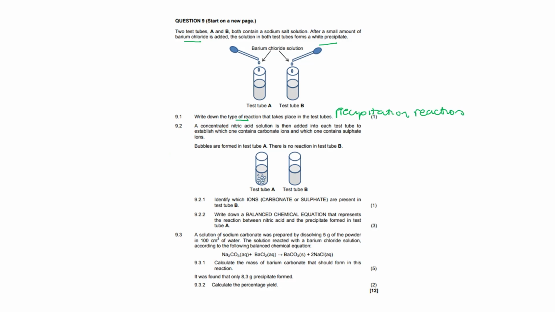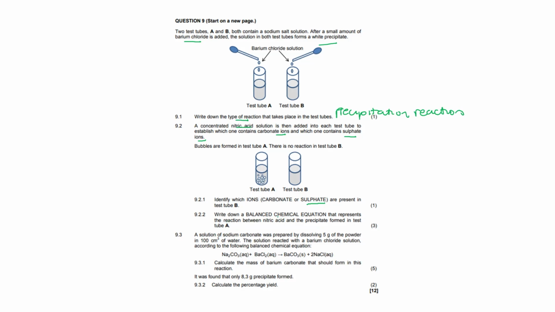9.2. A concentrated nitric acid is then added into each test tube to establish which one contains carbonate ions and which one contains sulfate ions. Bubbles are formed in test tube A and there's no reaction in test tube B. Identify which ions, carbonate or sulfate, are present in test tube B. That's going to be the sulfate.